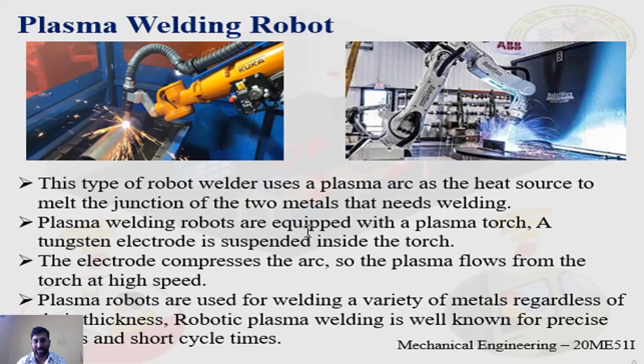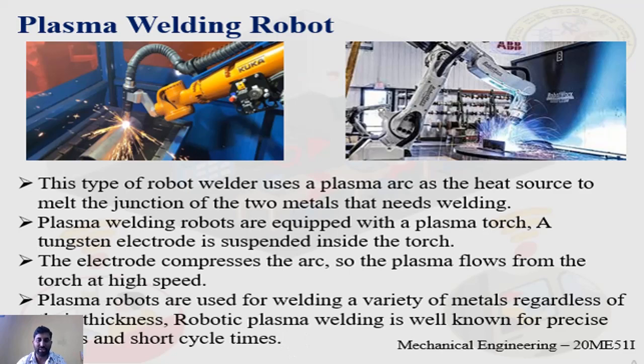Plasma welding robots are equipped with a plasma torch. A tungsten electrode is suspended inside the torch. The electrode compresses the arc, so the plasma flows from the torch at high speed. Plasma robots are used for welding a variety of metals regardless of their thickness. Robotic plasma welding is well known for precise welds and short cycle times.